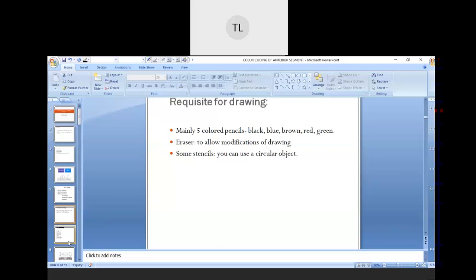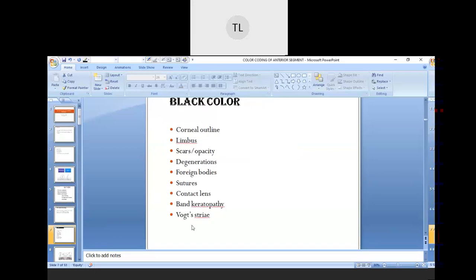The first color that we are going to use is black. Under the black color, the first thing is obviously the corneal outline. Whatever the outline of the cornea, we have to draw it with the black color. The limbal area that we mention can also be drawn with black. Others include scars or any kind of opacity or degeneration, or any foreign body embedded on the corneal surface; we have to draw these with black.